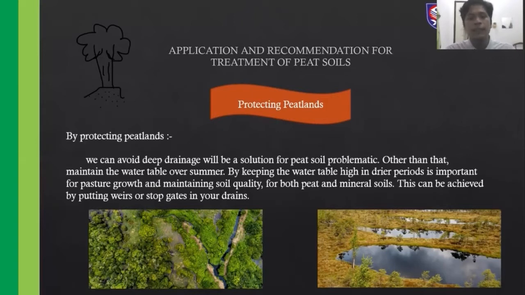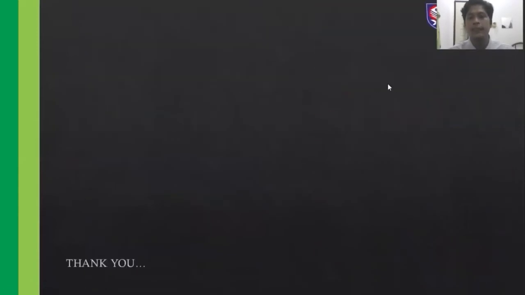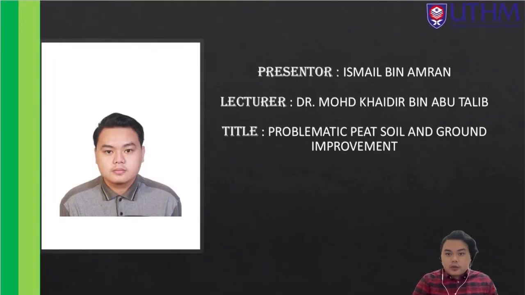This can be achieved by putting weirs and or stop gates in your drains, which is how we can save the peat soil. We protect peat land by putting weirs and stop gates in the drains, to save peat soil. That's all from me. Thank you.